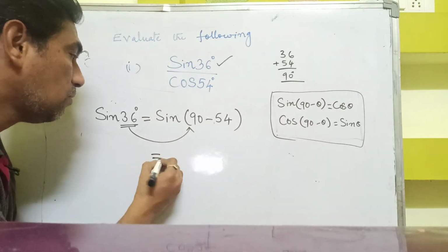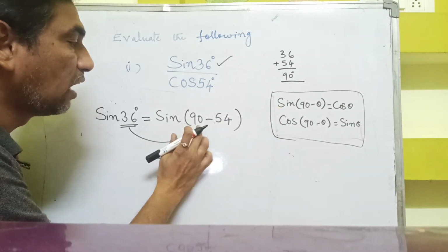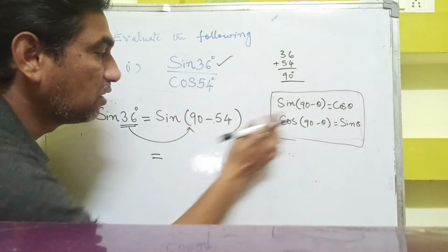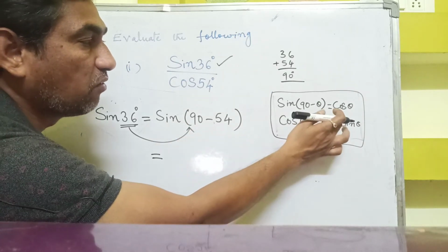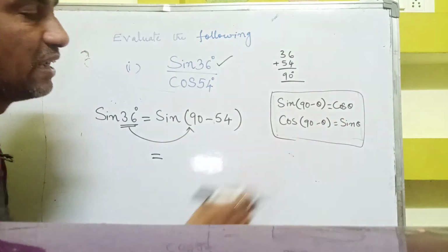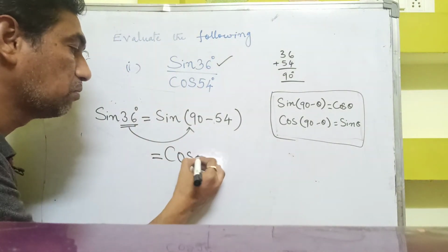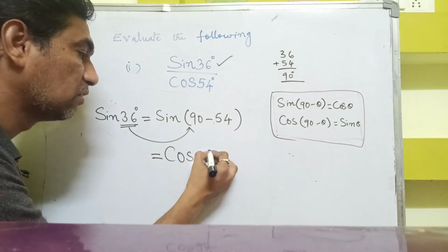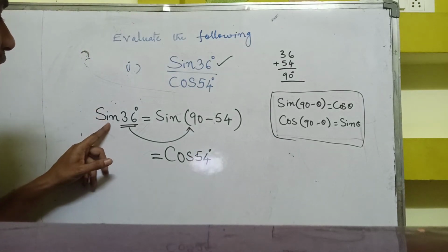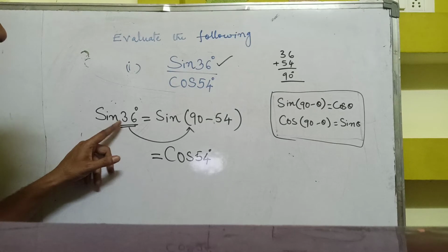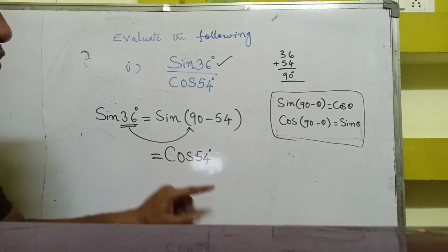Now, sine 90 minus theta is in this form. Theta is nothing but 54 degrees here. So sine 90 minus theta, what can I write according to complementary angles? Cos theta. So in place of cos theta, what do we write? 54 degrees, right? So I understood that in the numerator, instead of sine 36, now I can write cos 54 degrees.